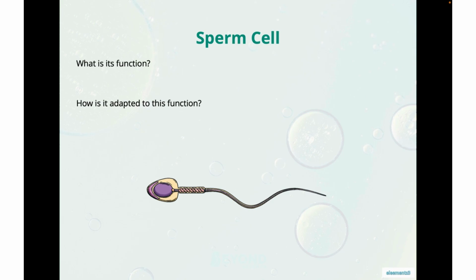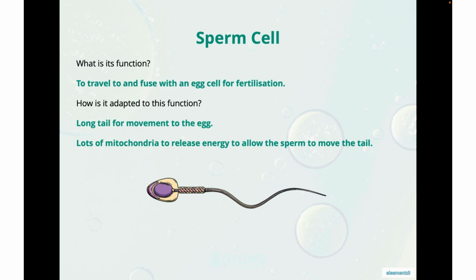Sperm cell. What is its function? How is it adapted to this function? To travel to and fuse with an egg cell for fertilization. How is it adapted? Long tail for movement to the egg. Lots of mitochondria to release energy to allow the sperm to move the tail.